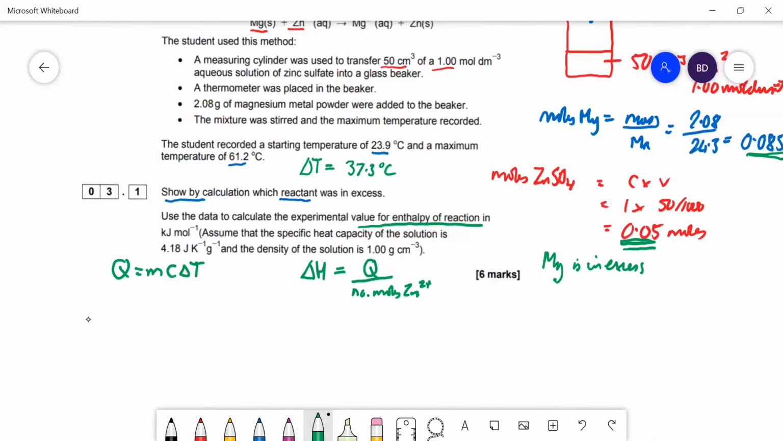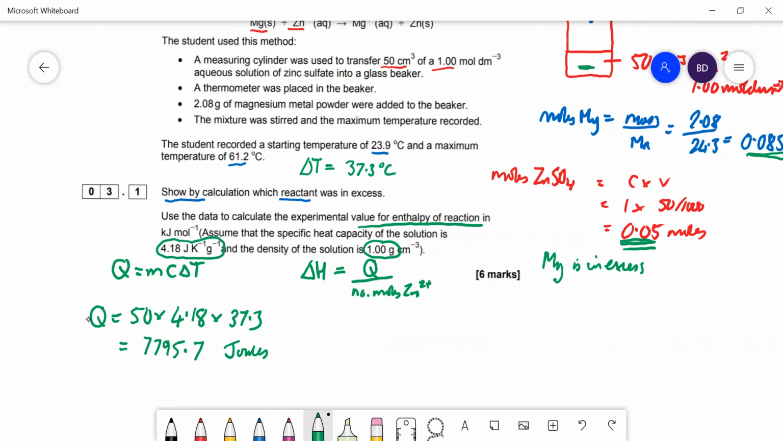Right, Q, so m is the mass of the liquid in the beaker here. Okay, and so we had 50 centimeters cubed, so that's 50 grams. We're assuming the density is 1 gram per centimeter cubed. So 50 times the specific heat capacity, which is 4.18, multiplied by 37.3. That is going to give us a value of 7,795.7, and that's in joules. Okay, it's in joules because our specific heat capacity is in joules per Kelvin per gram.